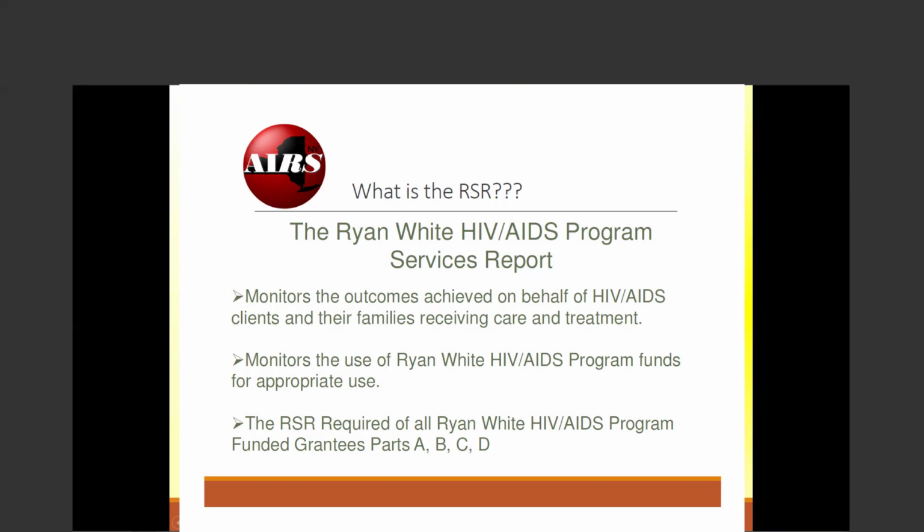The RSR is required for all Ryan White HIV/AIDS program funded grantees. Part A, which is through the city. Part B, which is through the state. Part C, which is your Part C and D, which are your directly funded program grantees. So this is something that many agencies are required to take care of that use AIRS throughout the state of New York.